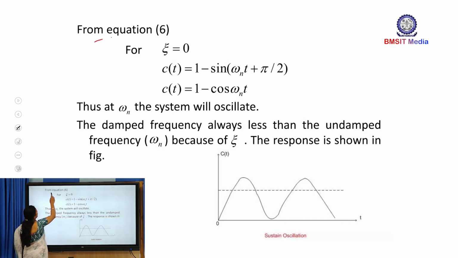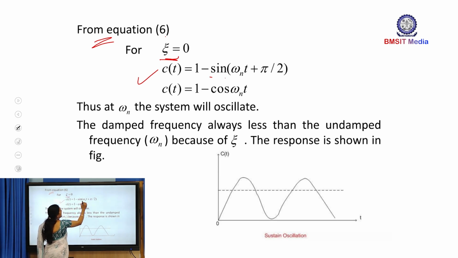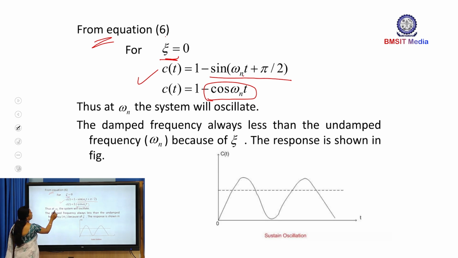When zeta is equivalent to 0, the type of response is called the undamped case. Now again, recall equation number 6. In this equation number 6, wherever you have zeta, just substitute the value of zeta to be equivalent to 0. If the value of zeta is equal to 0 in equation number 6, then this is the equation that I am getting. This sine of omega n t plus pi by 2 can also be written as cos of omega n into t. So omega n will oscillate the system, and the damped frequency is always less than the undamped frequency because of the value of this zeta.